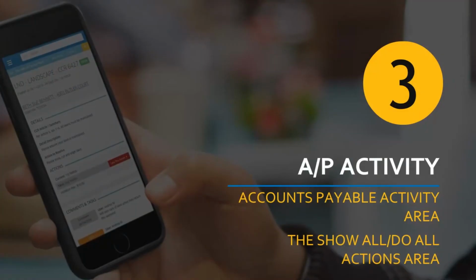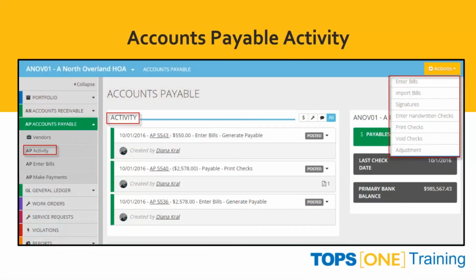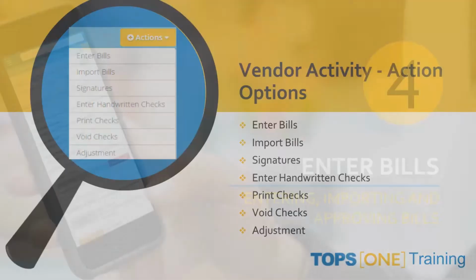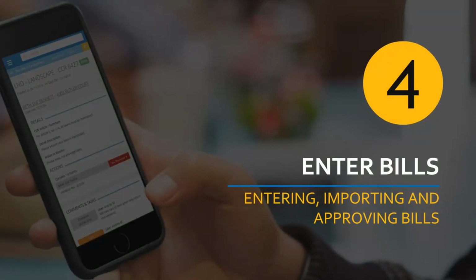Chapter 3. AP Activity, Accounts Payable Activity Area. On the main navigation on the left-hand side, Accounts Payable can be expanded to show AP Activity. AP Activity Area in the center of the screen, and also navigatable from the Actions button, in which several different actions are available. Vendor Activity Action options: entering bills, importing bills, signatures, entering of handwritten checks, printing checks, voiding checks, and adjustments.